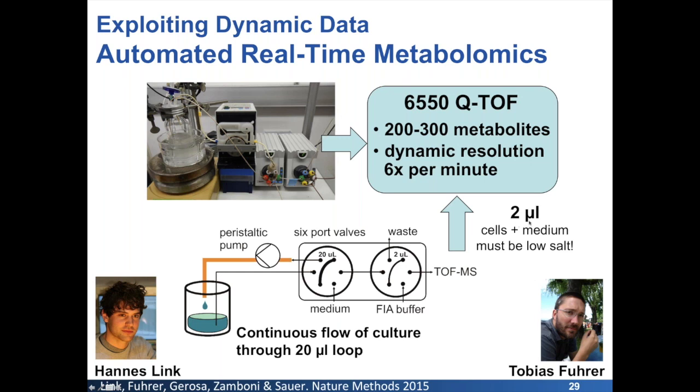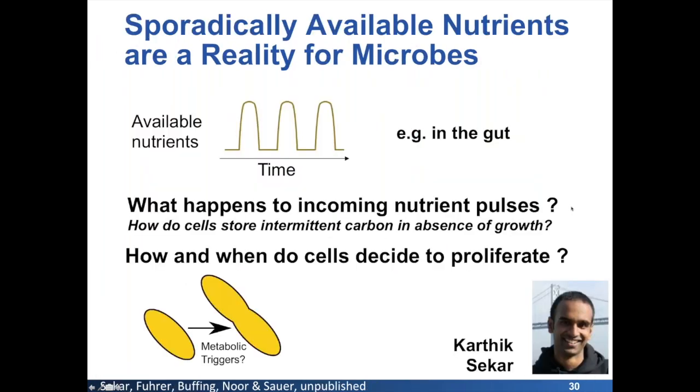So now we shoot 2 microliters of cells plus medium. It must be low salt, otherwise the mass spec is not going to say thank you. But we can do this for many cells and shoot 2 microliters into the mass spec. And I just want to give you one example, not a real story, just one example so that you see how this looks. And this is work done by Kartik Sekar.